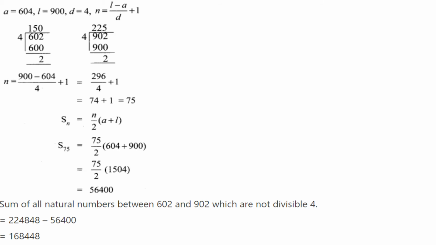The sum of all natural numbers between 602 and 902 which are not divisible by 4 is the first answer, 2,24,848, minus 56,400. We get 1,68,448.